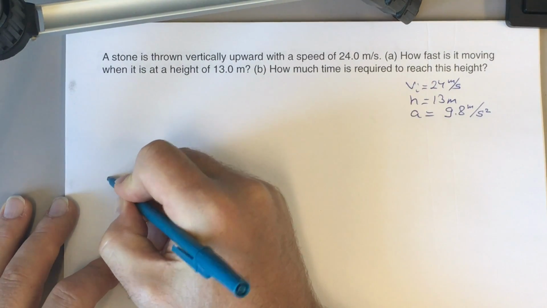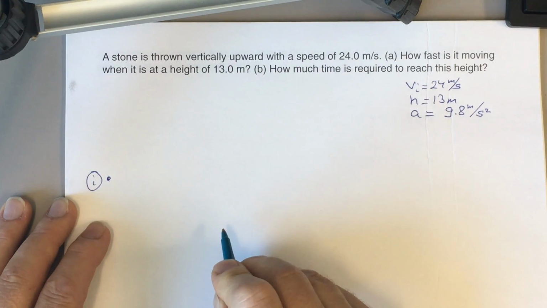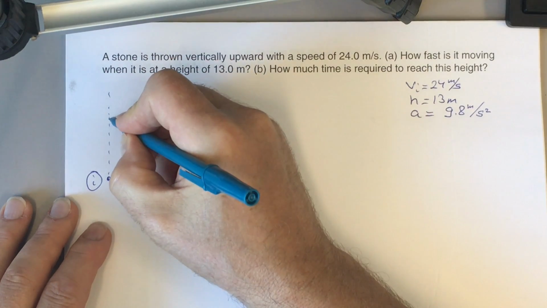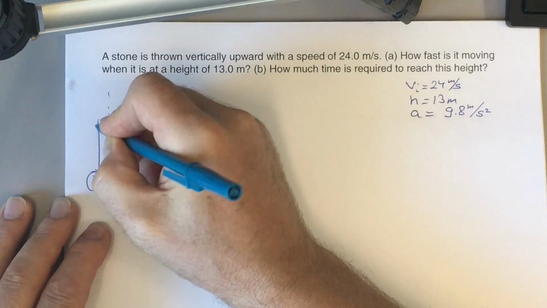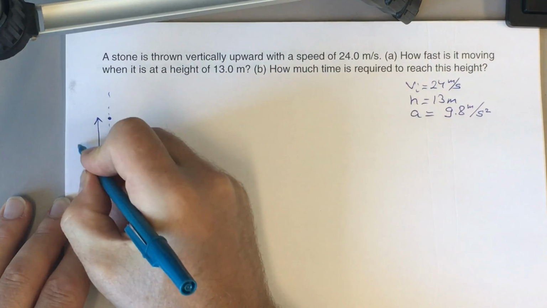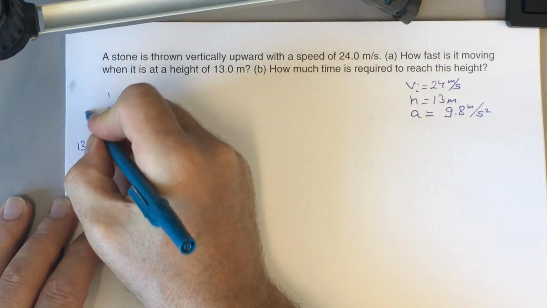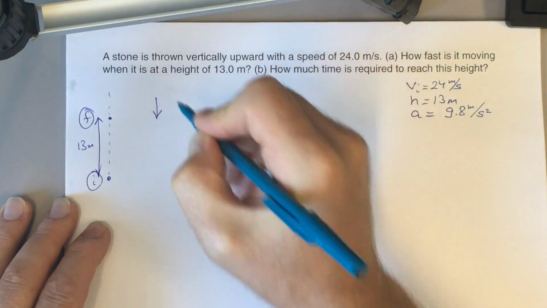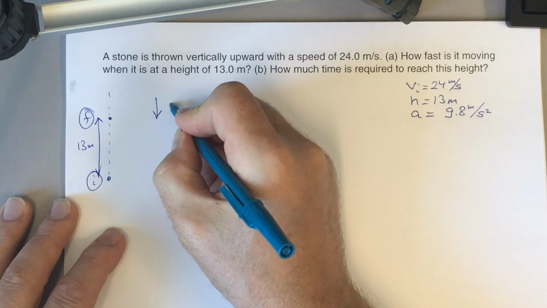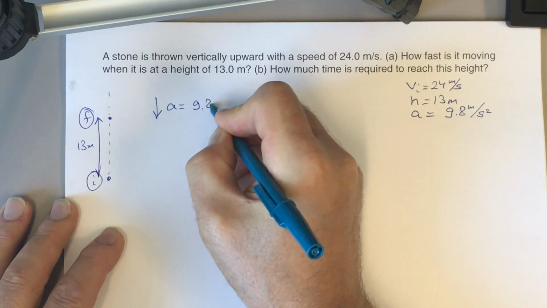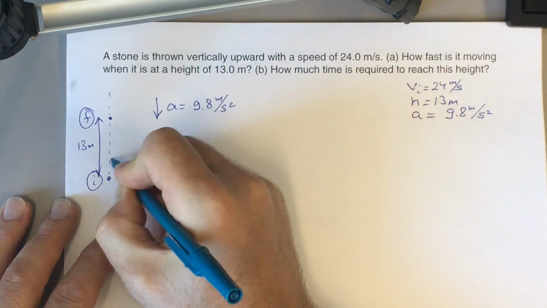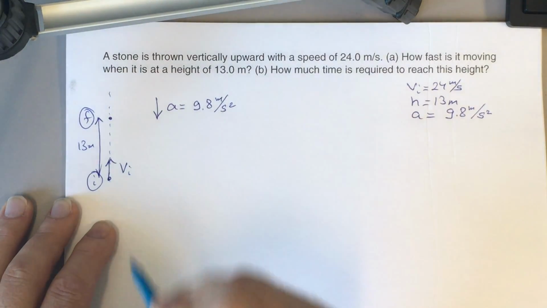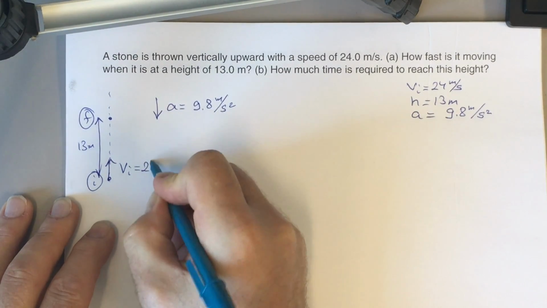We have the initial point from which we throw the stone upward, so it moves, and somewhere here it passes through the distance from the origin equal to 13 meters. So this is our final point. Now we have gravitational acceleration directed downward equal to 9.8 meters per second squared, and the initial velocity represented by an arrow at the initial point equal to 24 meters per second.